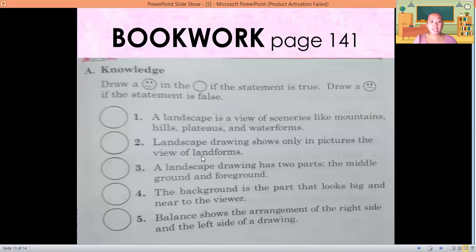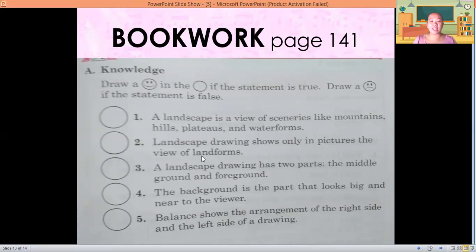Next, number 4. The background, the one in the back part of your drawing, looks big. The background is the part that looks big and near to the viewer. Is it near? It's near to the viewer, the background. Is it true or false, right? Happy face or sad face? I will repeat. Number 4, the background is the part that looks big and near to the viewer, near to the one looking at the landscape drawing.